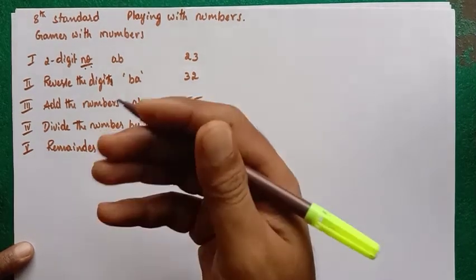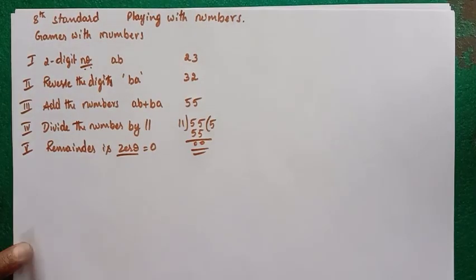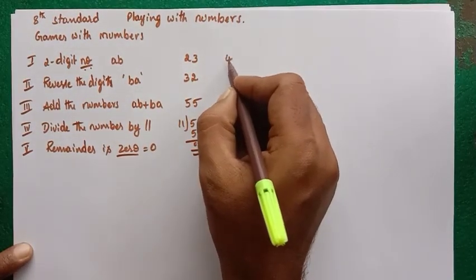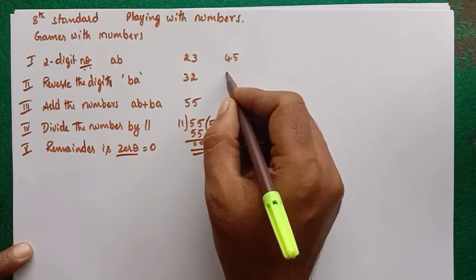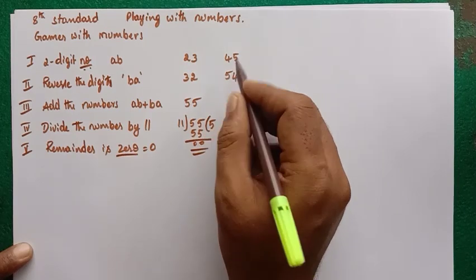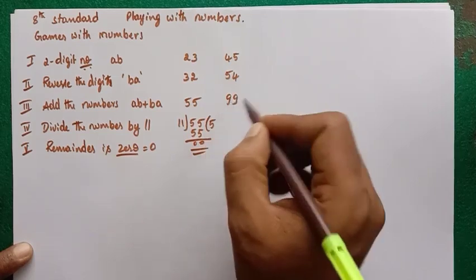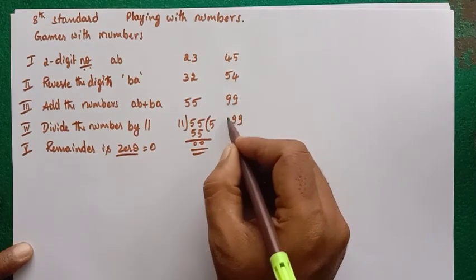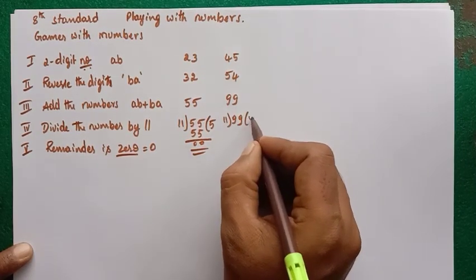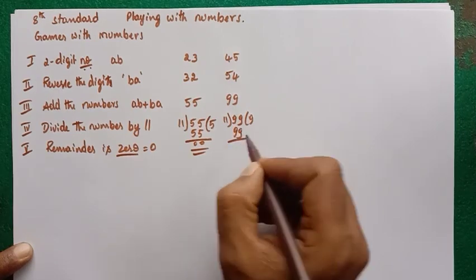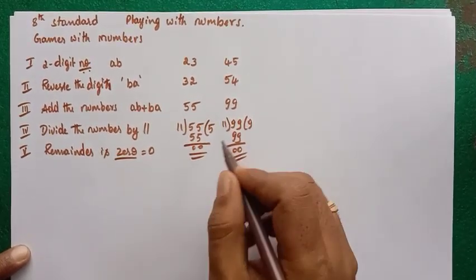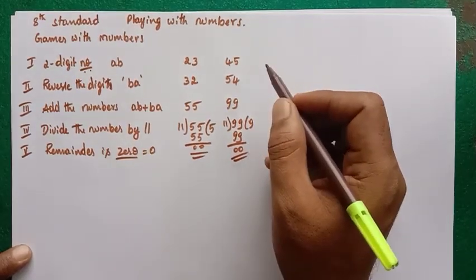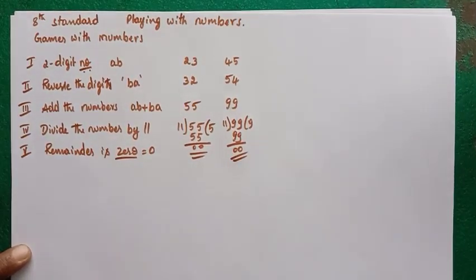You can try with any of the numbers of your choice. Let me take 45 first. So next what happens? It will be 54. If you add, it means 99. And then if you divide by 11, 11 nines are 99. Once again you will end up with the remainder 0. Yes, any number of your choice, you will get the remainder as 0.